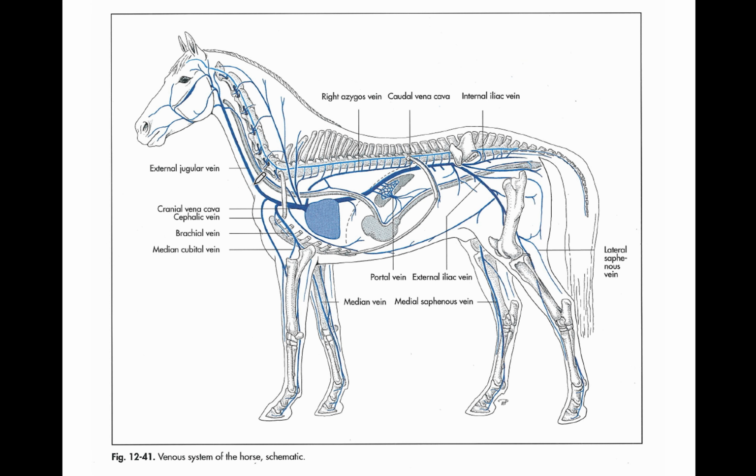This is the vein, the external jugular, and this is the subclavian. So the fusion between them results in the formation of this vein, the smaller vein. This is the cranial vena cava. And the blood that returns the blood of the hind limb, this is the caudal vena cava.